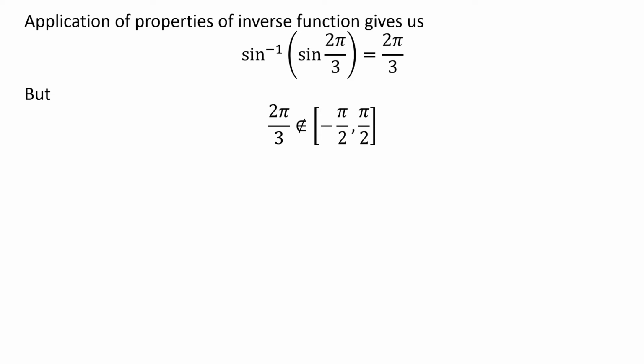But 2 times pi upon 3 does not belong to the closed interval of minus half of pi and half of pi, as the range of inverse of sine function is the closed interval of minus half of pi and half of pi. So 2 times pi upon 3 is not the solution.